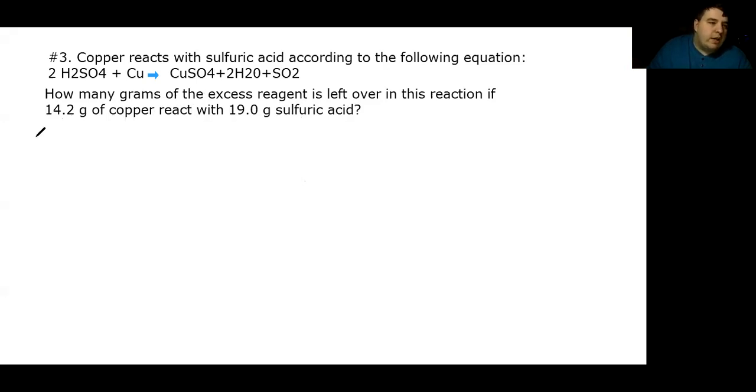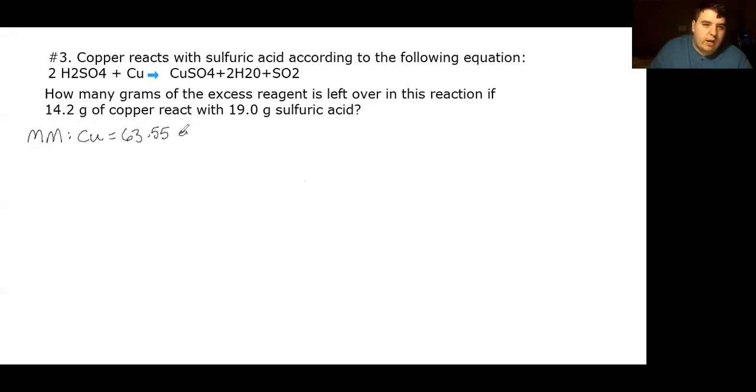So we can use our periodic table, and we'll first determine the molar mass of copper. I'm just going to do MM for molar mass. So for the molar mass of copper, we can clearly see that's a straight, easy one that just goes right off the table. We can see that that's going to become 63.55 grams.